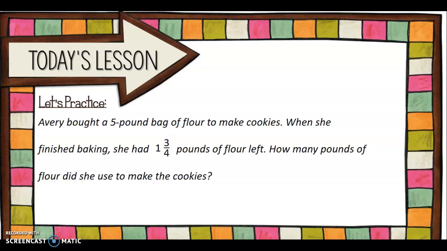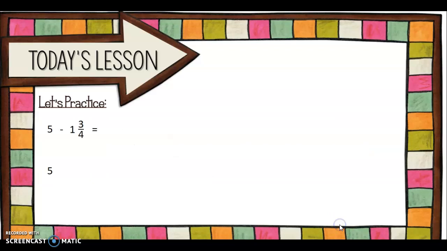Avery bought a 5-pound bag of flour to make cookies. When she finished baking, she had 1 3/4 pounds of flour left. How many pounds of flour did she use to make the cookies? So the numbers we need are a whole number of 5, and we're going to subtract this 1 3/4.